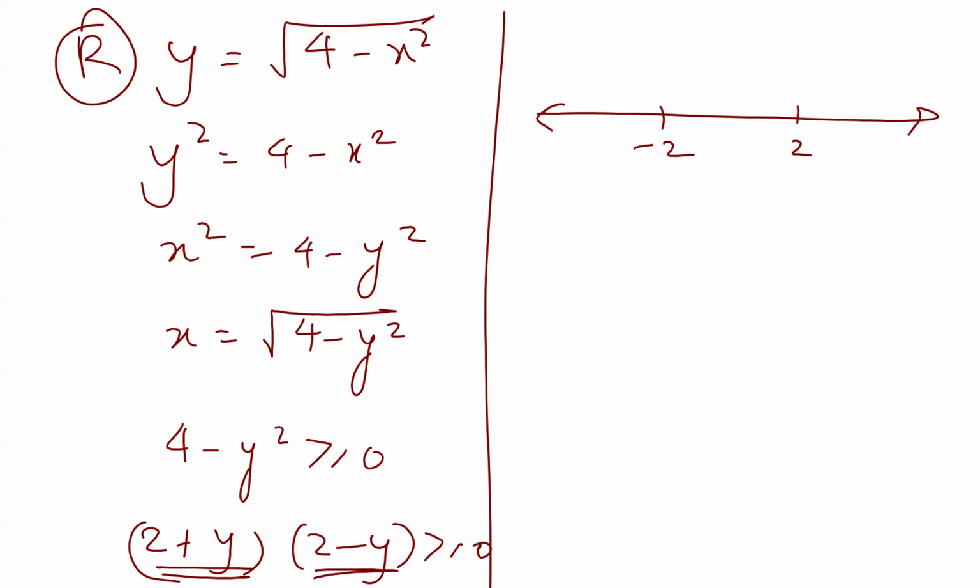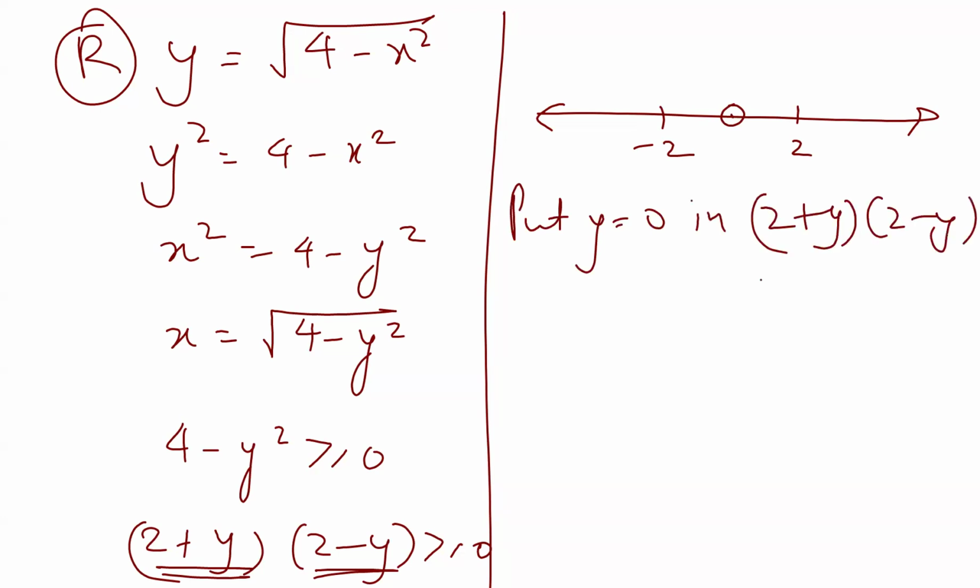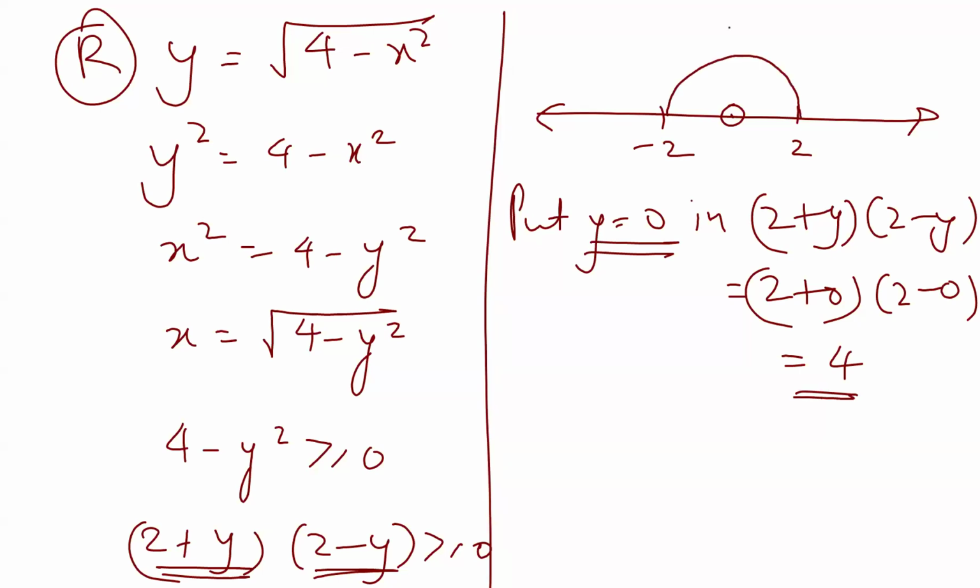Okay, so now see, take one point, put y equal to 0 in 2 plus y and 2 minus y. So 2 plus 0 into 2 minus 0, so this will be 4. So for y equal to 0, we got a positive answer. So this entire thing is positive because 0 represents the entire second region. This is the second region. Okay, fine. The adjacent regions are negative.